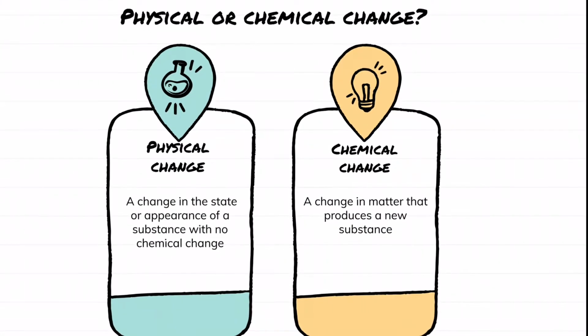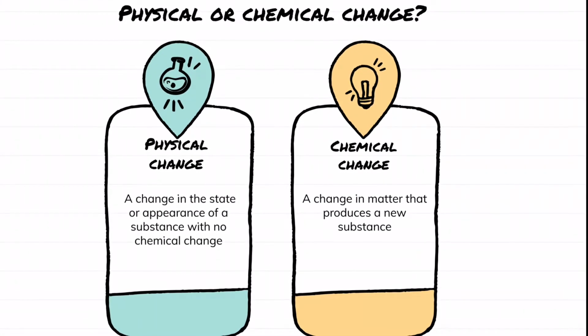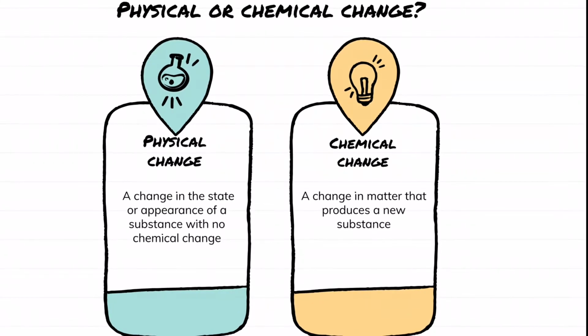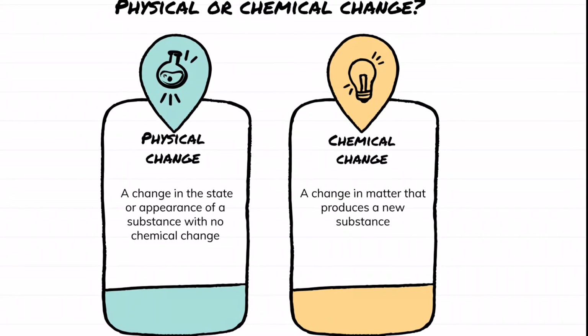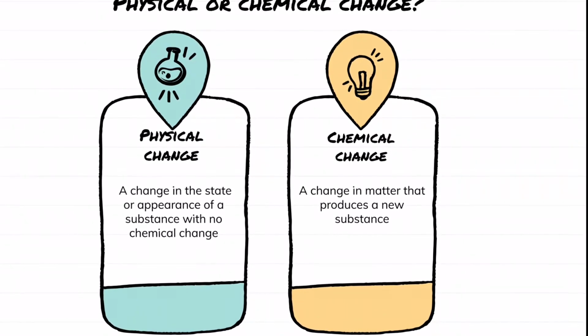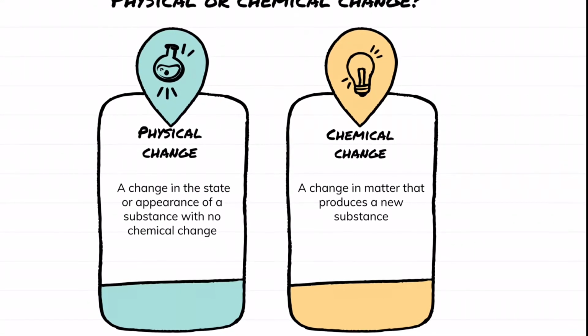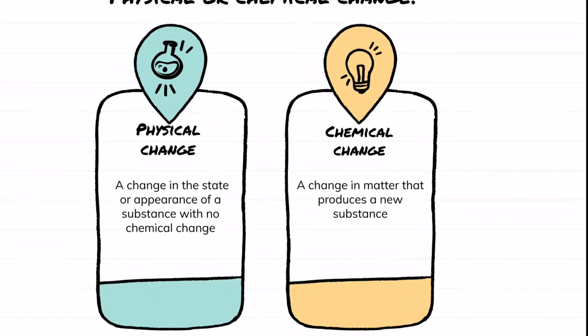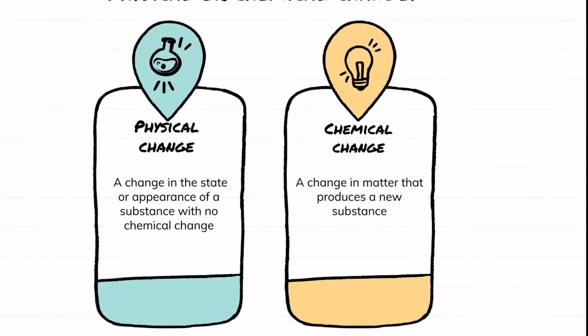Physical or chemical change. We have two types of change in reaction, physical and chemical. Physical change only changes the appearance of a substance. Chemical changes cause a substance to change into an entirely new substance with a new chemical formula.